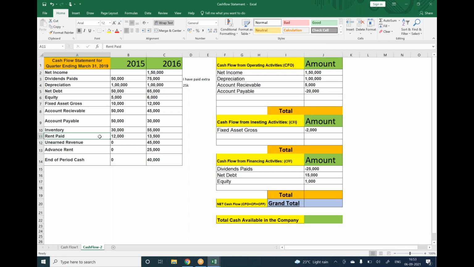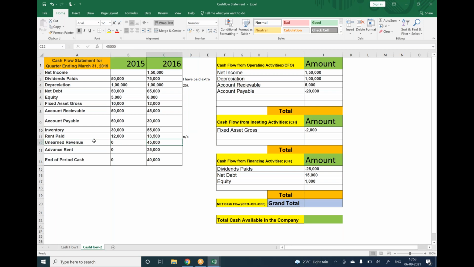No. Actually, why is rent paid coming? This is not eligible, not applicable. It's not applicable. So by mistake, this has come. See, it's an income statement line item expense. It's an expense which should not come in the rent paid.